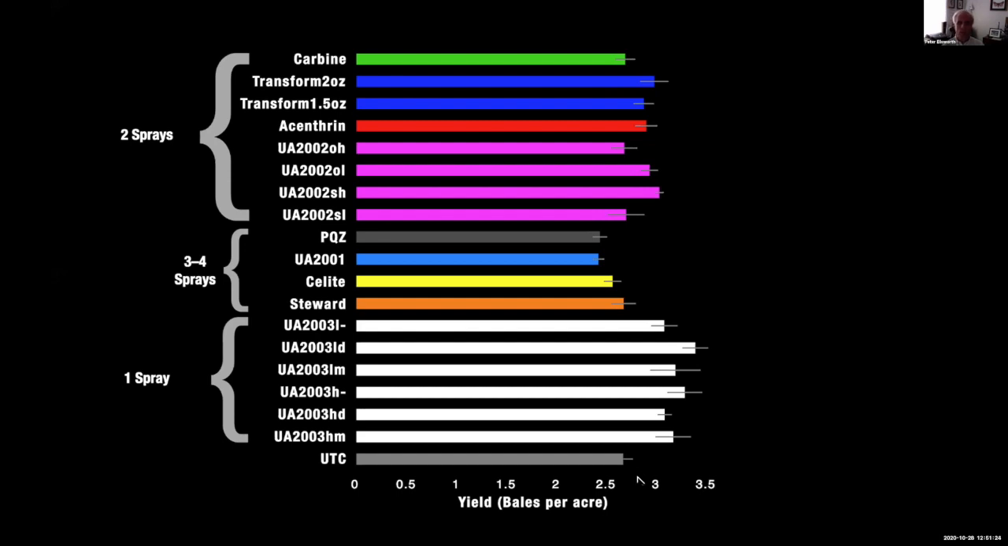Probably was not too surprising that we didn't see larger differences, given how well fruited all of the cotton looked in general. Still, Transform performed well. A few of these others performed well. But really, the big story here is all these white entries, the experimental chemistries that we examined with only one spray. They were the only ones that were significantly higher than the check. So definitely a good outcome there, and maybe we'll see a new product in the future.